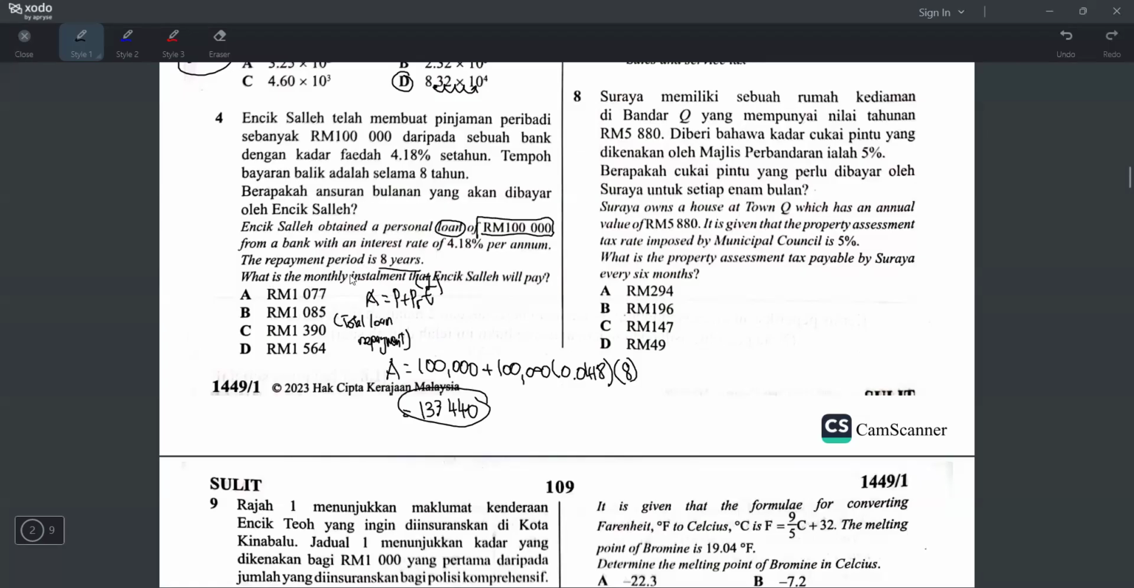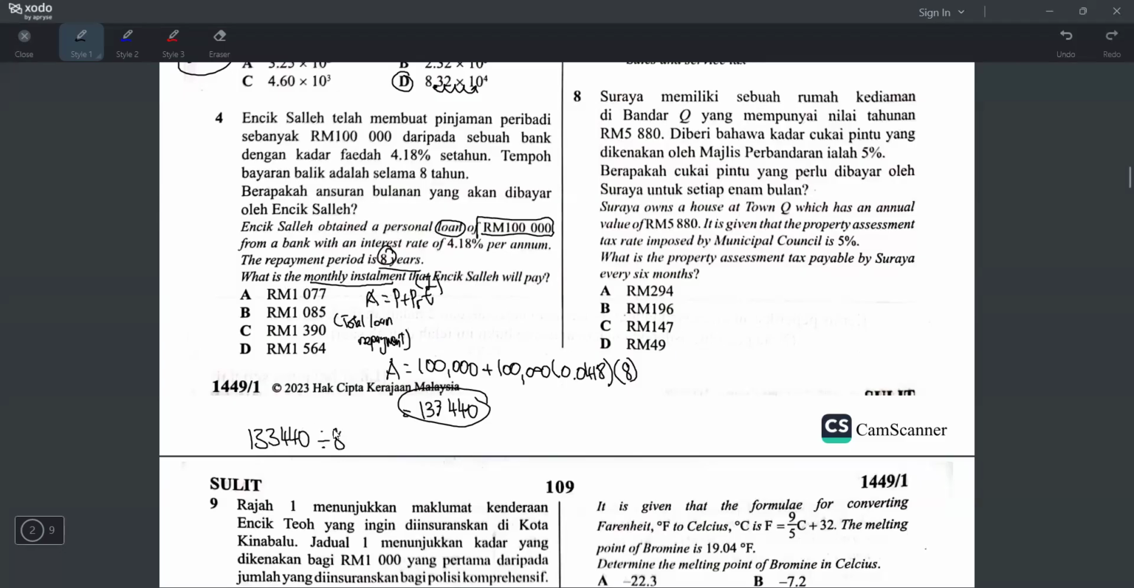Okay, now they ask what is the monthly installment that Encik Saleh will pay. Okay, dia nak cari bayaran ansuran bulanan, monthly installment. So 1 month have to pay how many? This one is the amount you have to pay over 8 years. So to get the monthly, satu bulan, you will take 133,440. This one is for 8 years, right? Dia bayar over 8 years.